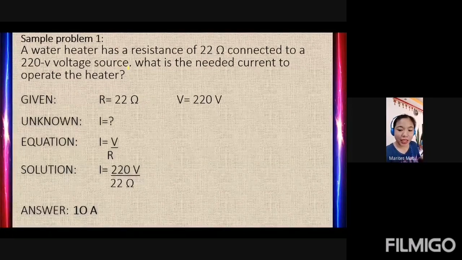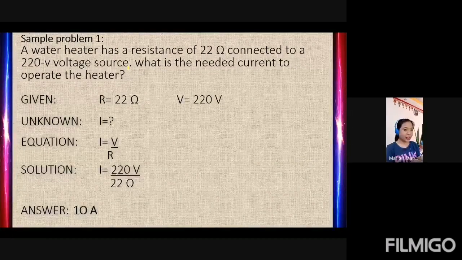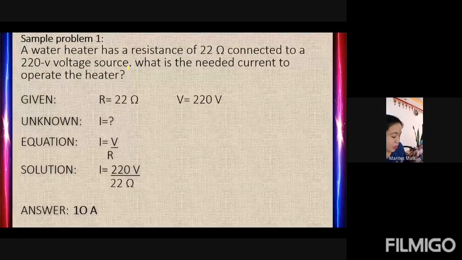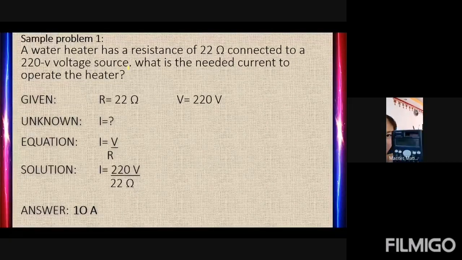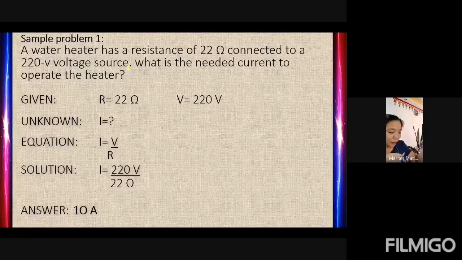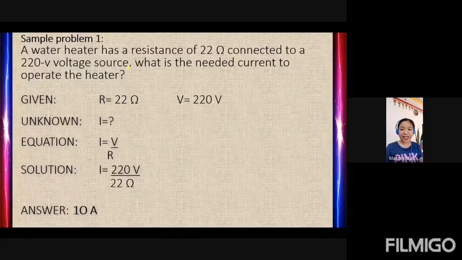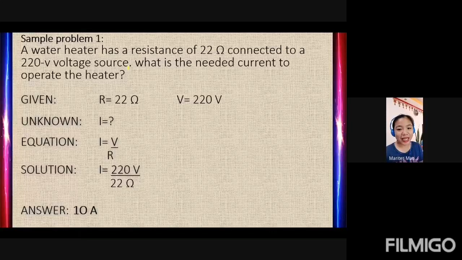Sige. Okay. I-double check natin kung tama si math or yung computation natin. So we have 220 divided by 22. Ayan, tama nga. 10 ampere. Okay, next problem. Kayo lang. So, tama. Very good.